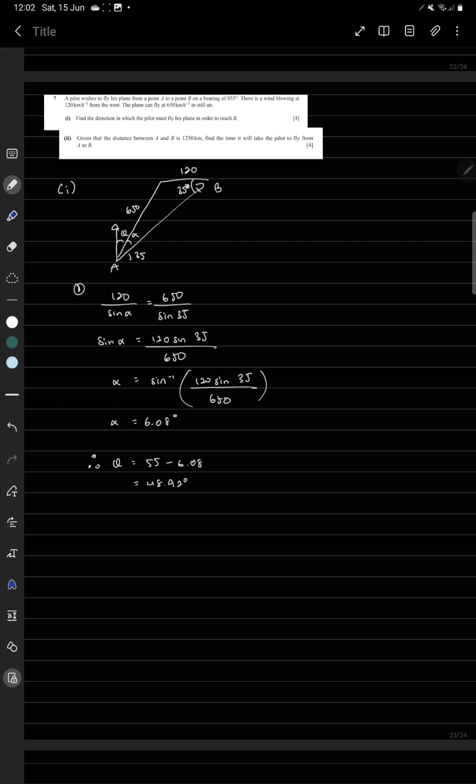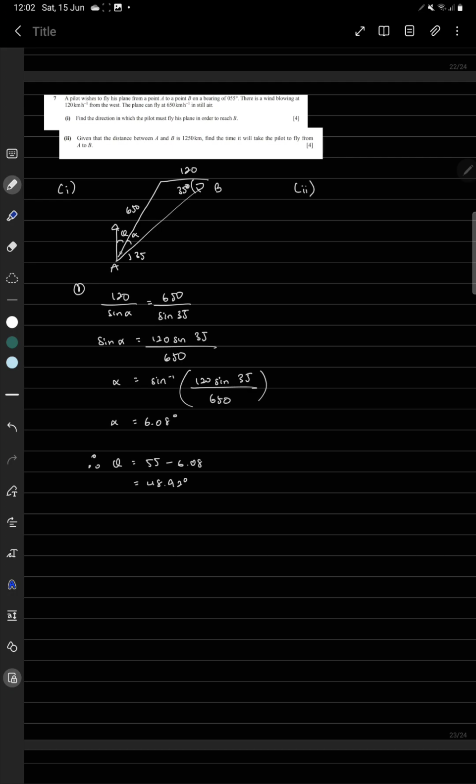Alright, so moving on to the next part of the question. It says here, given the distance between AB is 1,250 kilometers, find the time it will take for the pilot to fly from point A to point B. Okay, so we know that AB here is 1250, and we know that the formula for speed is equal to distance over time. You have distance, but you need to find the time.